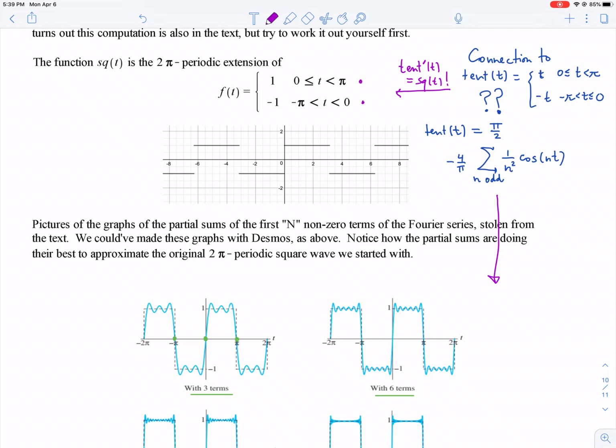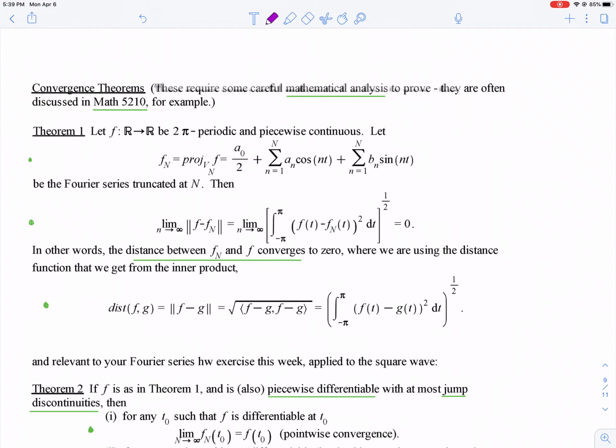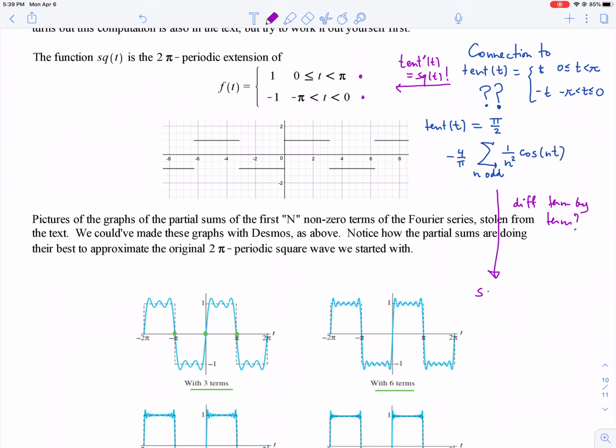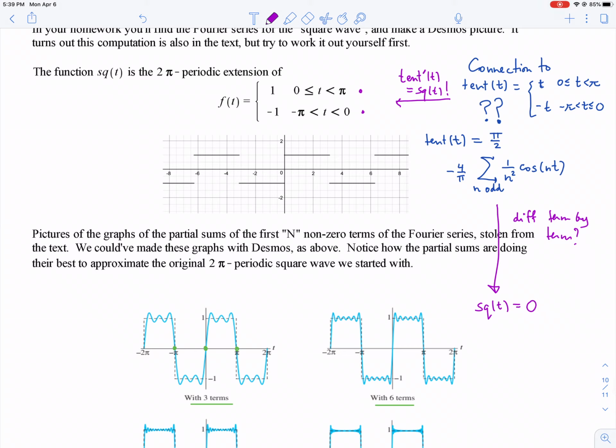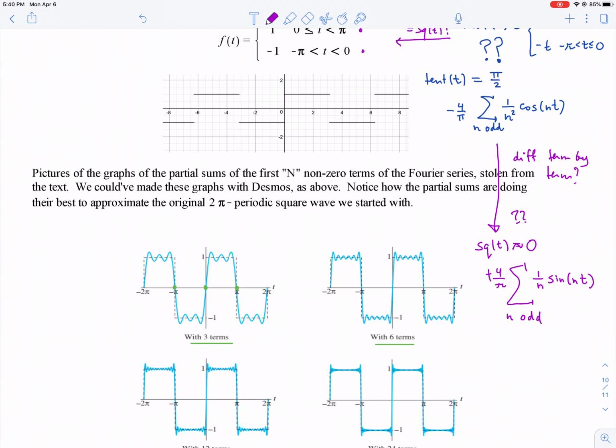So what happens when we take the derivatives term by term? Derivative of pi over 2 is 0. So is it true that the Fourier series for the square wave is 0 minus 4 over pi, the sum over n odd? Derivative of cosine nt is minus n sine nt, so here I would put a plus. N over n squared is 1 over n, sine nt. Well, you'll find out that it is.